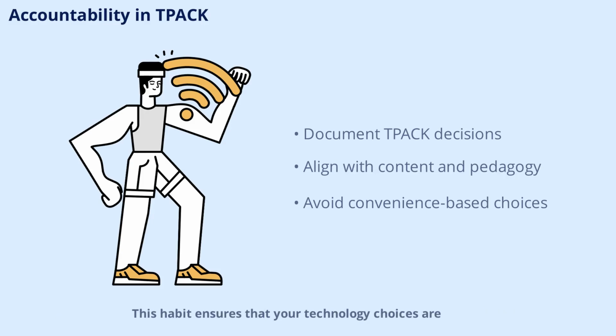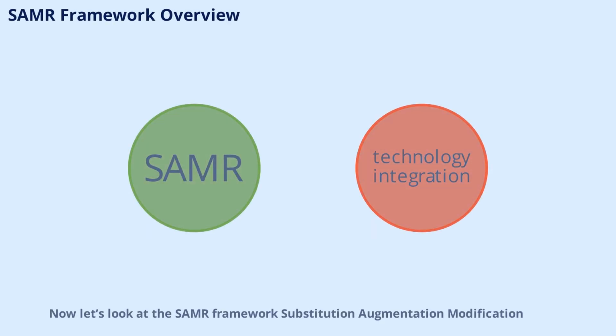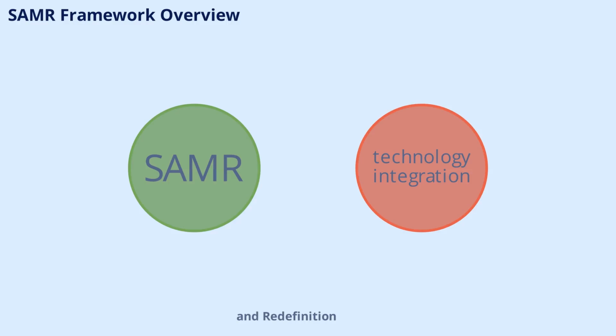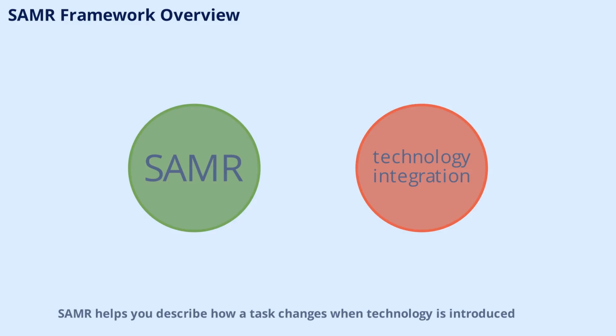This habit ensures that your technology choices are thoughtful and aligned with both content and pedagogy, rather than based on convenience or habit. Now let's look at the SAMR framework: substitution, augmentation, modification, and redefinition. SAMR helps you describe how a task changes when technology is introduced.